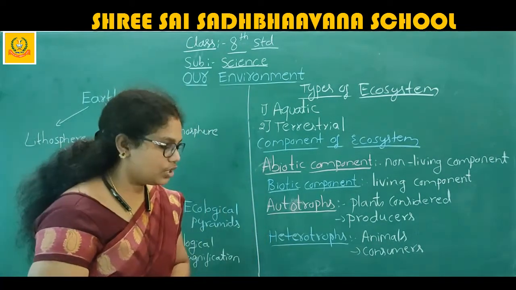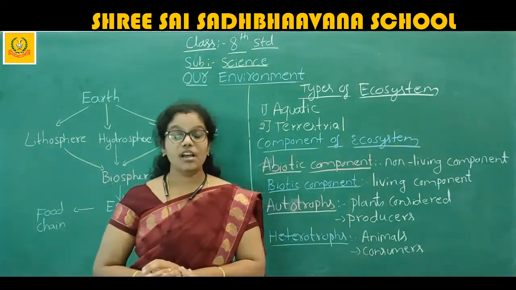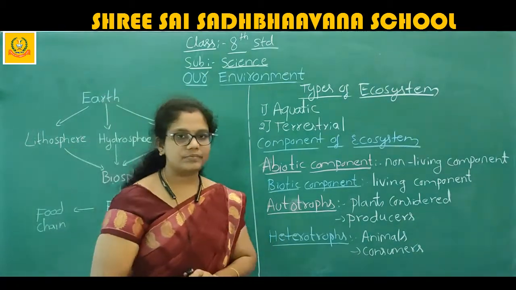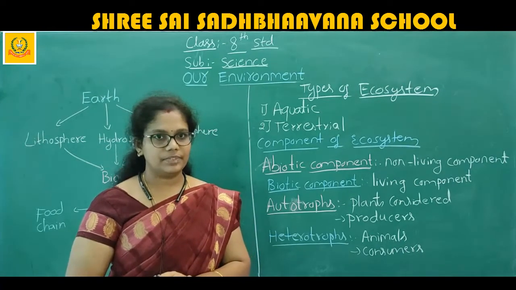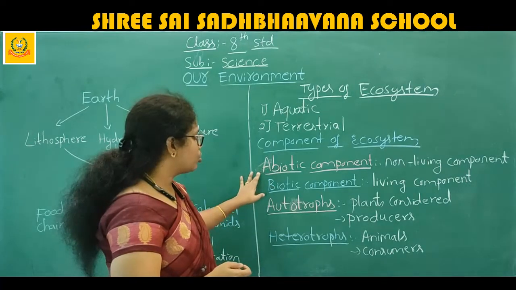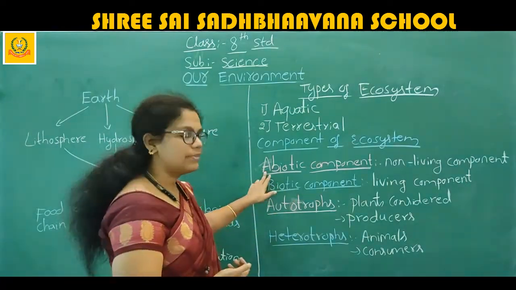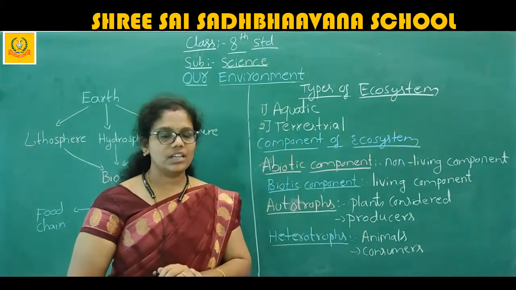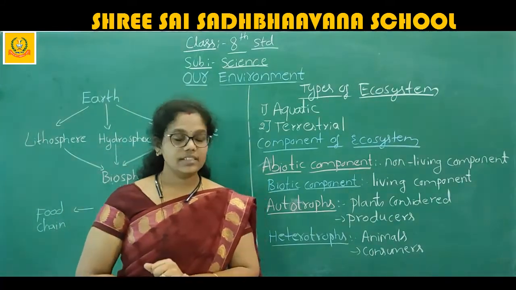After knowing the definition of ecosystem and the types of ecosystem, now we are going to discuss the components that are present in the ecosystem. What are the important components present in the ecosystem? If you see, the first important component of the ecosystem is the abiotic component. ABIOTIC. What does abiotic mean?